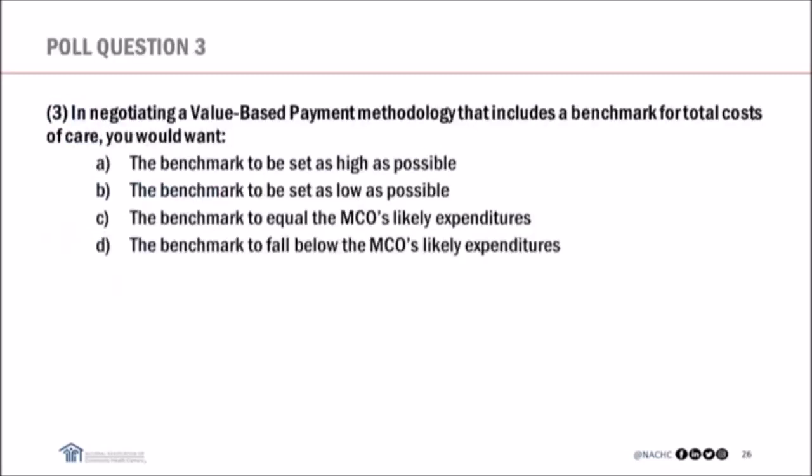All right, let's move to our last poll question of the day. This question says, in negotiating a value-based payment methodology that includes a benchmark for the total cost of care, you would want A, the benchmark to be set as high as possible, B, the benchmark to be set as low as possible, C, the benchmark to equal the MCO's likely expenditures, or D, the benchmark to fall below the MCO's likely expenditures. I'll give folks a moment to answer that question.